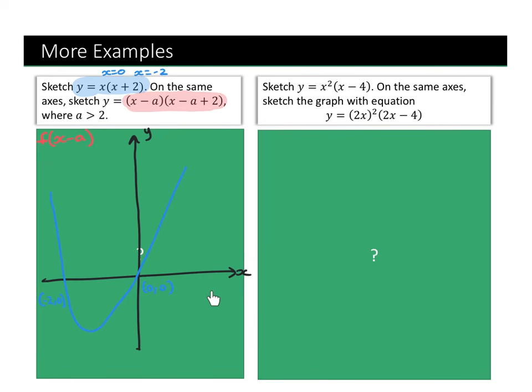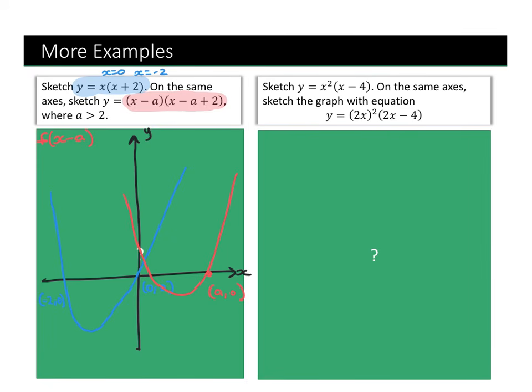So what the graph is going to look like, it's no longer going to cross at 0, 0, because a cannot be 2. If this was 2, then it would move here. But what the new graph is going to look like is something like this. This point, because I've added a, is going to be a, 0.